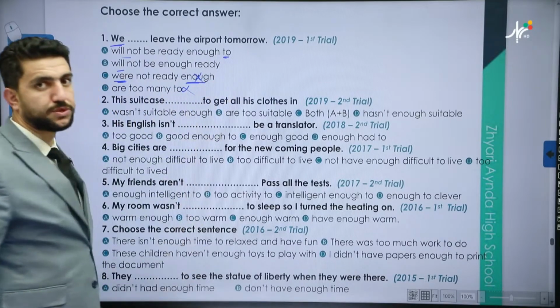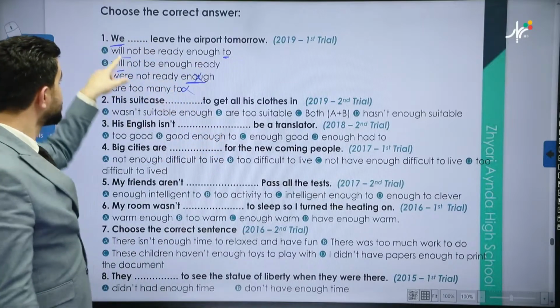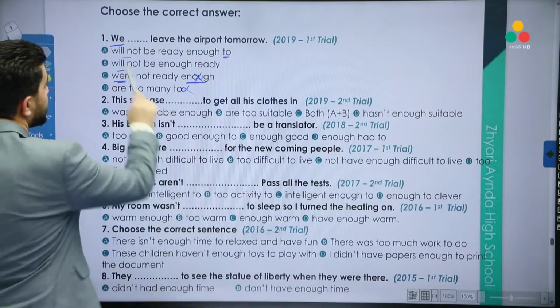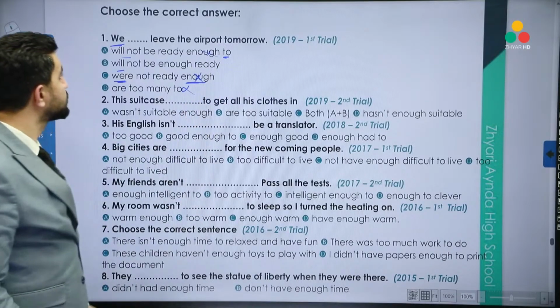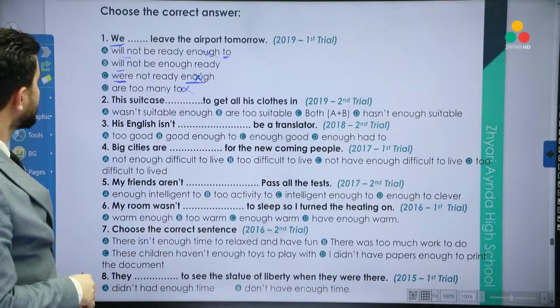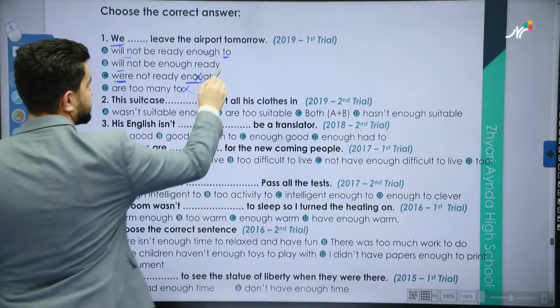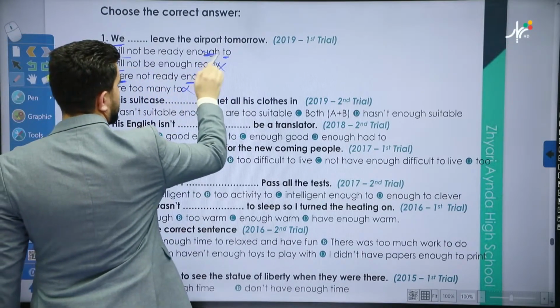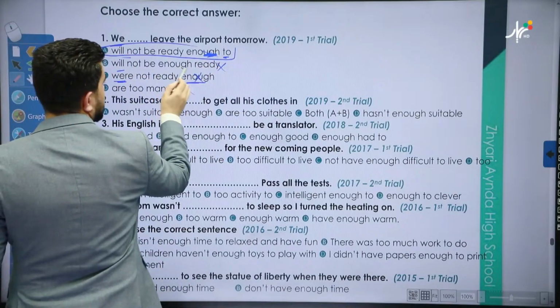Don't forget we said we use the base for all of them. To base, to leave. So which one is correct? Will not be... This one is also wrong, right? Will not be enough ready or ready enough. This one is wrong, sorry. This one is correct. Why is this one wrong?